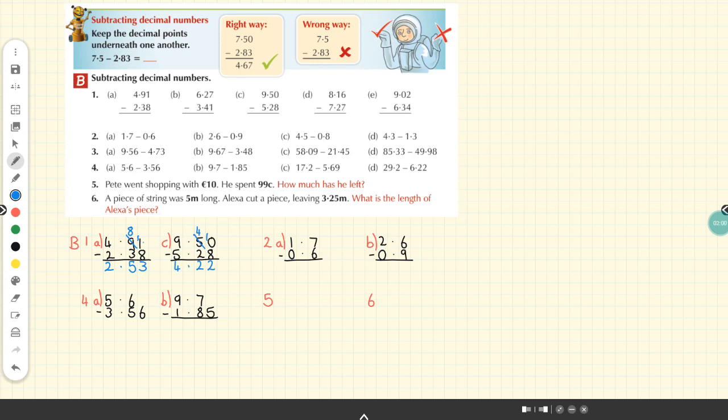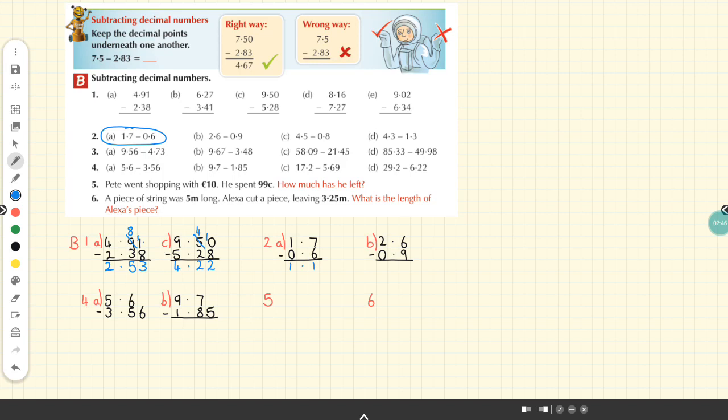And then for 2, the sums in 2 are written horizontally in the book. For example, 2a, 1.7 take away 0.6. But I'd like you to do them vertically because then it makes them easier to complete and it's easier to show our workings as well and how we complete them. So from 2a, 1.7 take away 0.6. Similar to 1, we start on the right hand side with the top digit. We have 7 take away 6, which equals 1. And then our decimal points, we'll make sure they go underneath each other. And then 1 take away 0 equals 1.